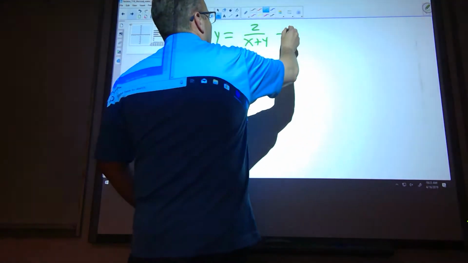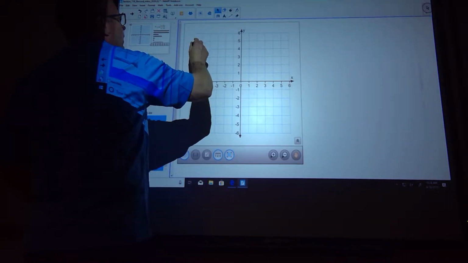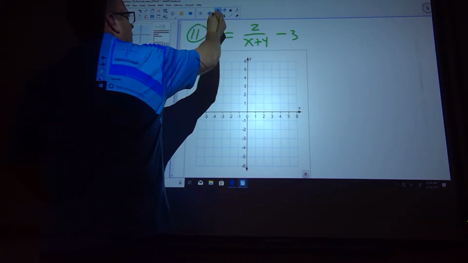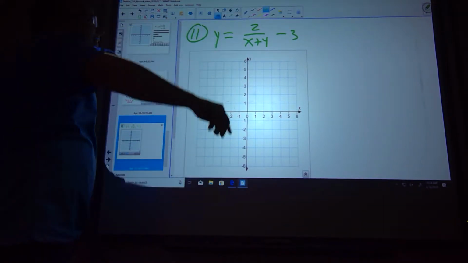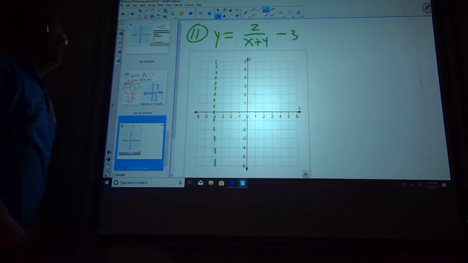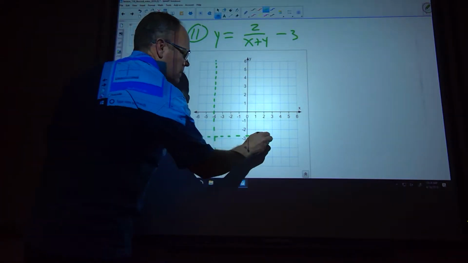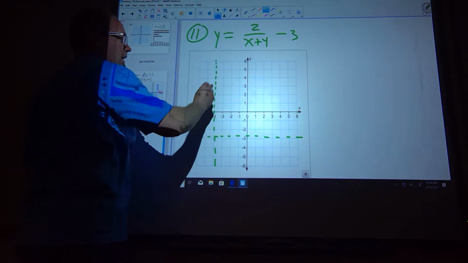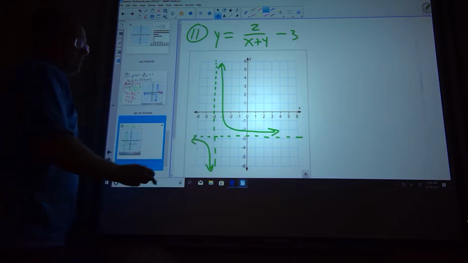Minus 3. All right, math, graph, Cartesian. Let's figure out our asymptotes. What's my vertical asymptote? Negative 4. Okay. What is my horizontal asymptote? Negative 3. Good. Everyone good with that? This up here is not negative, so it's going to look something kind of like this. That all right?